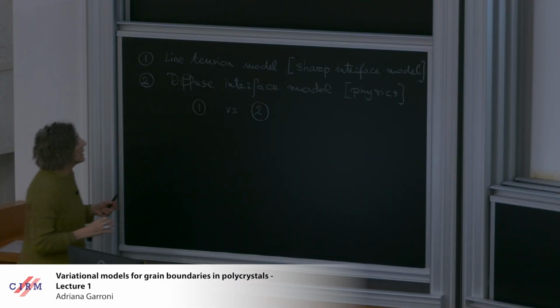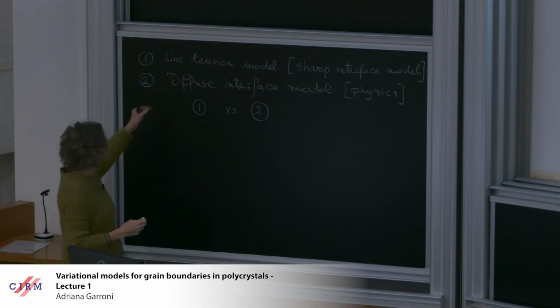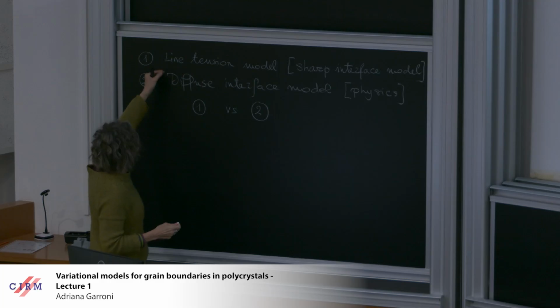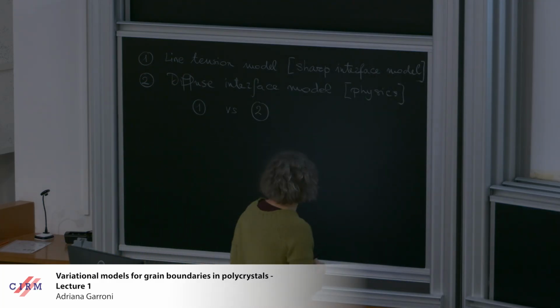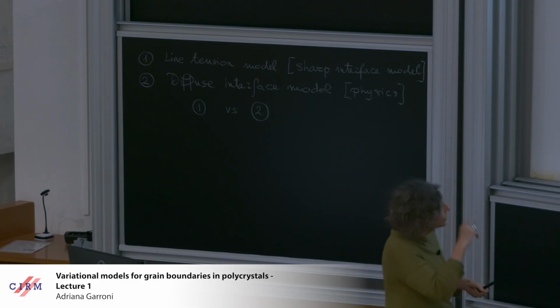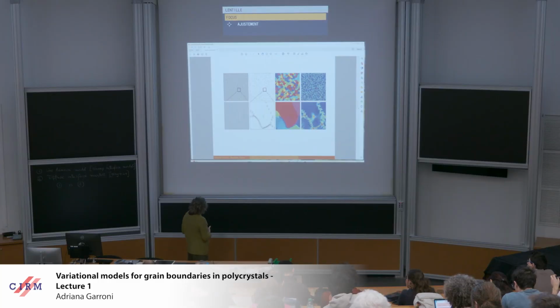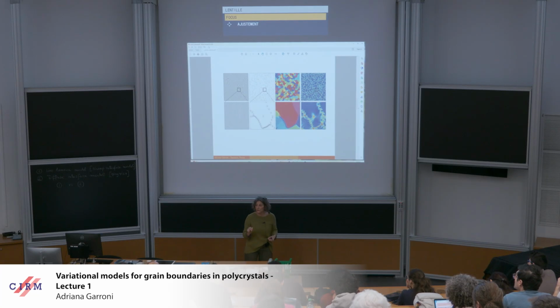So how they are related, why the diffuse interface model is a good explanation or a good derivation of this line tension model. And instead, this picture is related with another question. So it's not really describing the physics of these boundaries, but it's more to find a way to identify these grain boundaries in a picture of a lattice, okay?